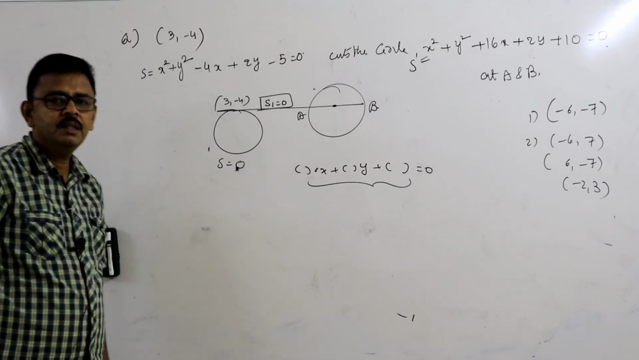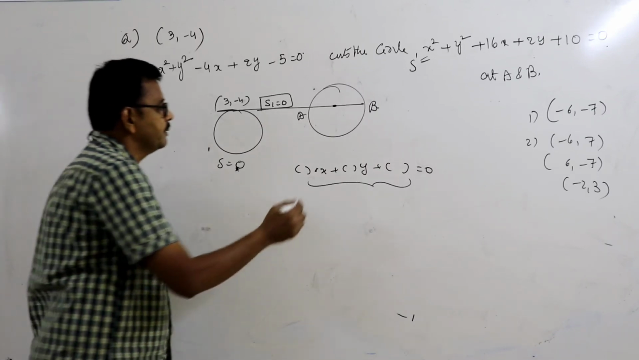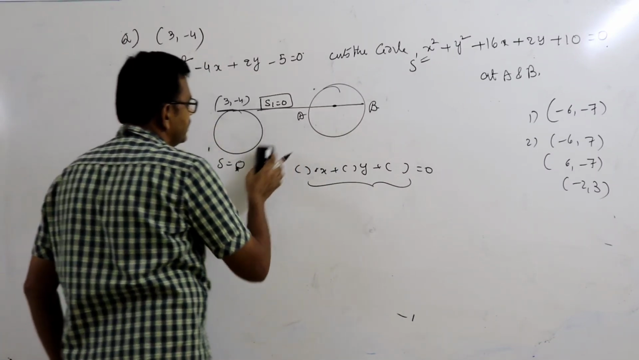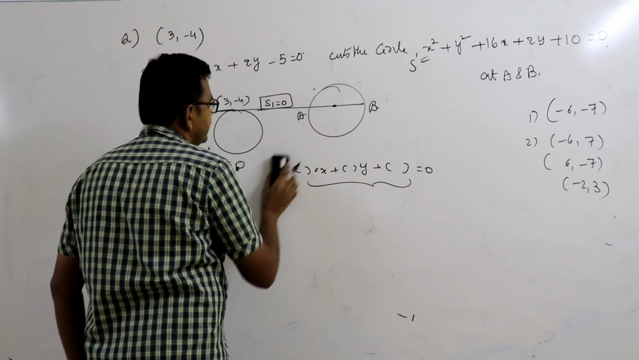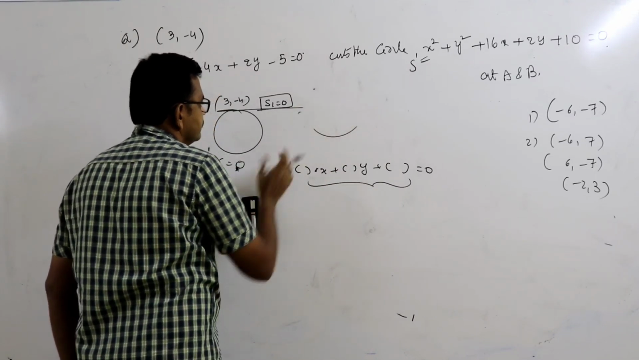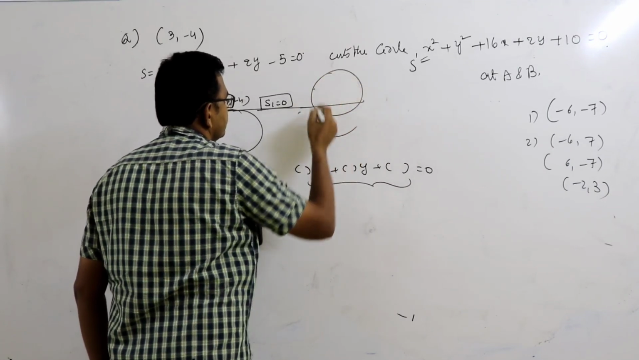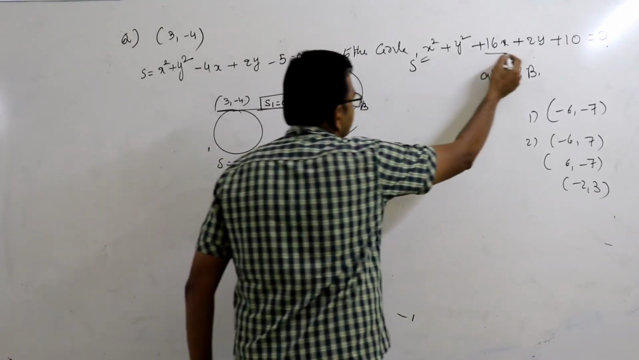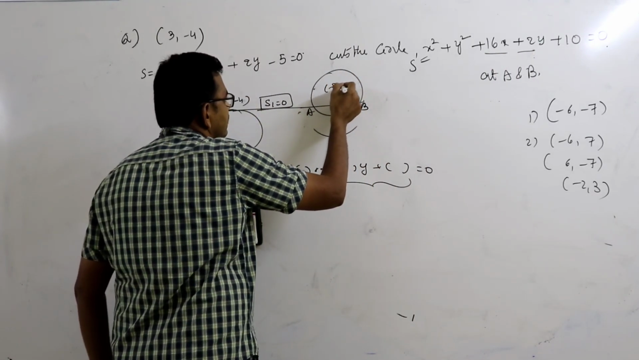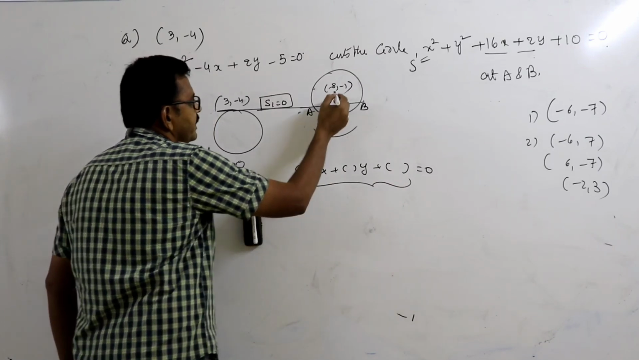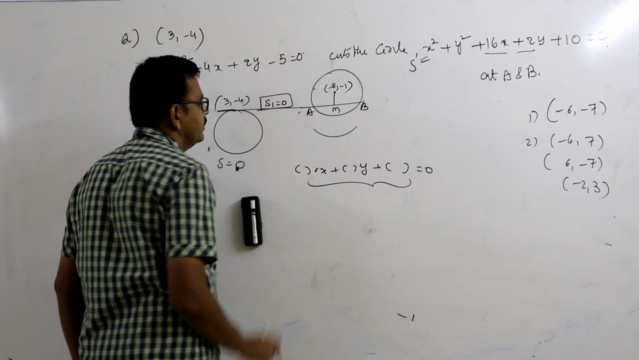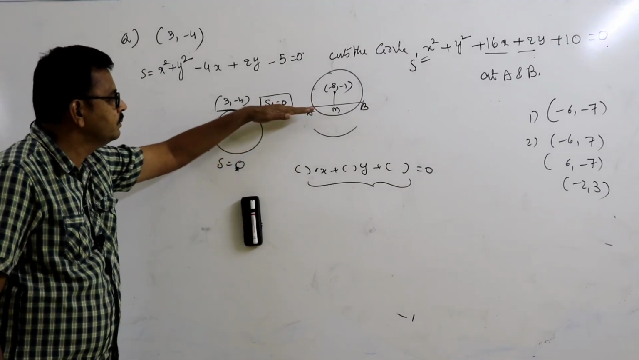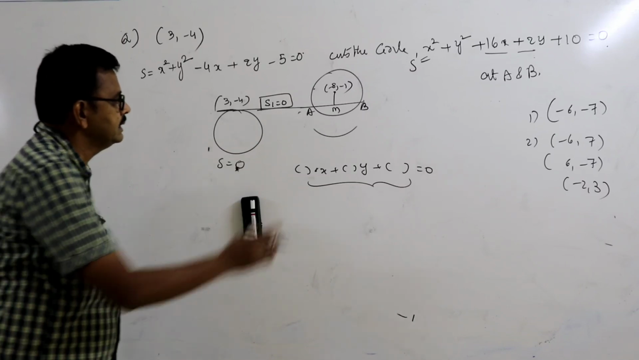How to find midpoint of chord? Midpoint of chord is the foot of perpendicular from center to the given line. So midpoint is foot of perpendicular. So this is A, B. Center of the circle is minus g comma minus f, that is minus 8 comma minus 1. This point M is midpoint. Midpoint is foot of perpendicular from center to this tangent, to this chord.